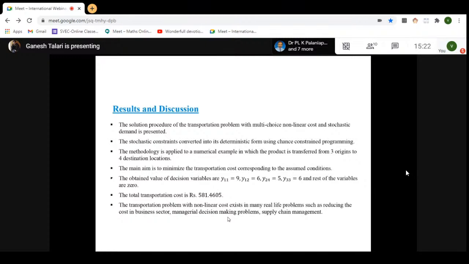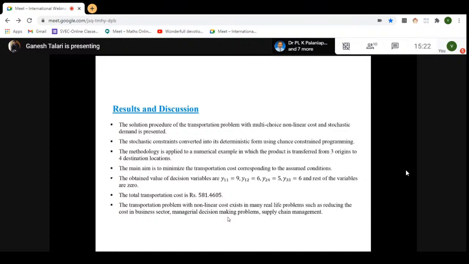The stochastic constraint is converted into a deterministic one using chance constraint programming, and the multi-choice model has been converted into a single choice. Then we have used the Newton divided difference interpolating polynomial. The main objective of this program, in the considered example, is to minimize the transportation cost subject to the constraints we have considered: supply is not random, only demand is random.